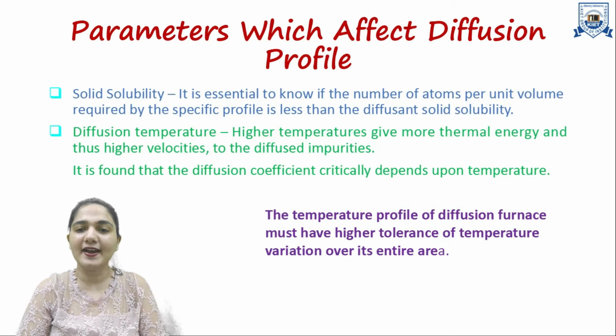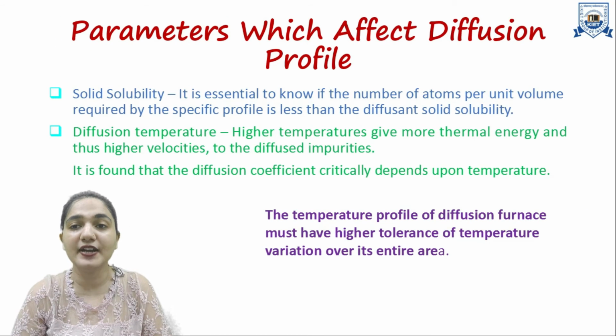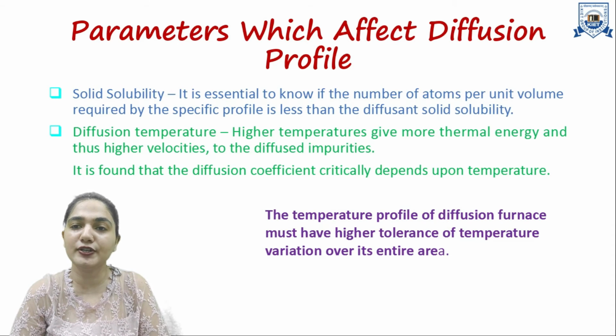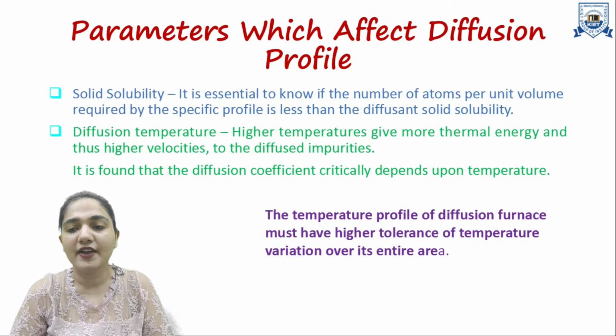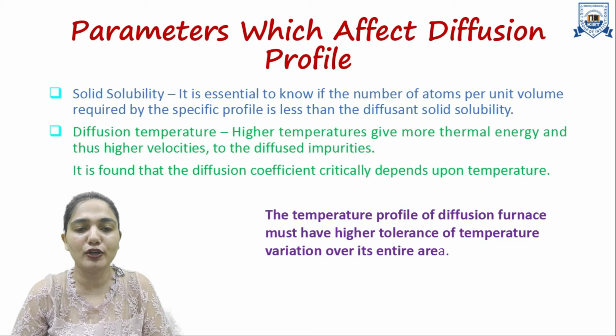Error function diffusion is modeled as a step junction, whereas Gaussian diffusion is modeled as a linearly graded junction. Now coming to the parameters which will be affecting our diffusion profile. First is solid solubility. I already told you it is a very important parameter. It is very essential to know if the number of atoms per unit volume required by the specific profile is less than the diffusant solid solubility.